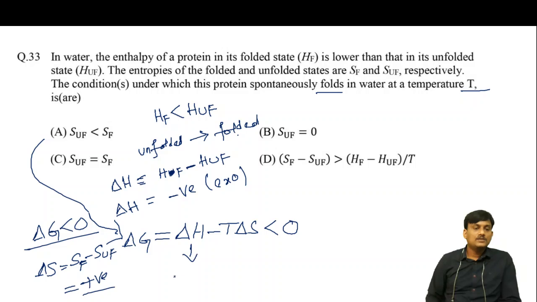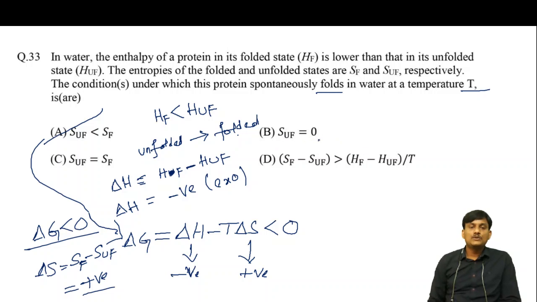So for A, what about delta G? Delta H is negative and delta S is positive. So this one is negative. T is positive term. When you multiply with the positive term, you will get positive, and here there is a negative. Finally, the minus T delta S will be negative. Delta H is negative. So delta G obviously negative. In this case, delta G is negative, so the process is spontaneous.